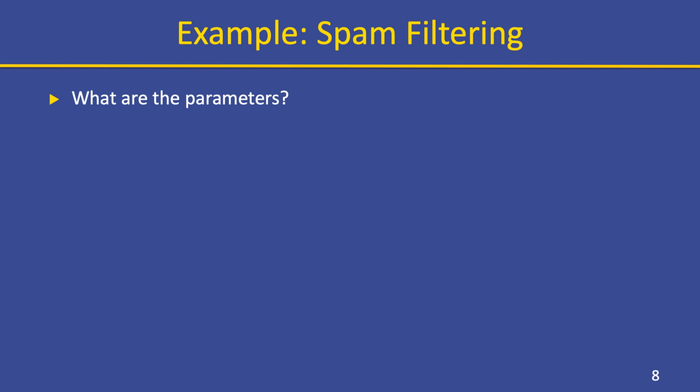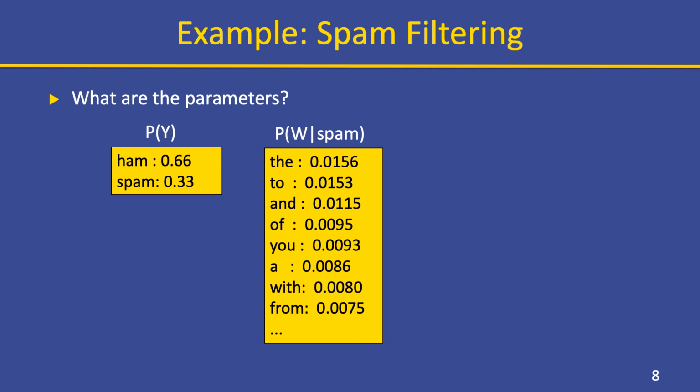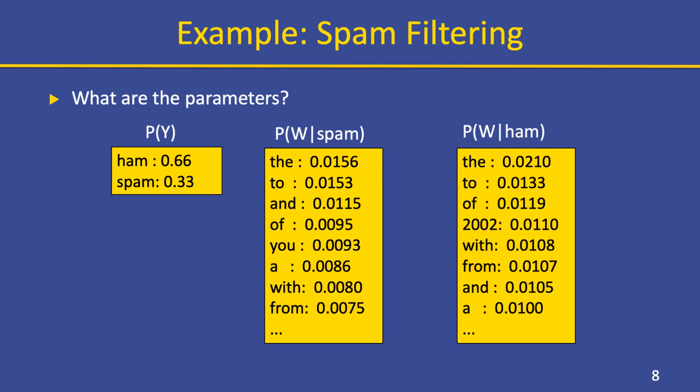So from our training data, we compute P of spam and P of ham. These are called our priors. Let's say out of all our training examples, 2/3 of them are ham messages and 1/3 are spam. So we compute P of ham as 0.66 and P of spam as 0.33. We also compute the conditional probability of each word. So P of the in a spam message is 0.0156, whereas in a ham message, its probability is slightly more.